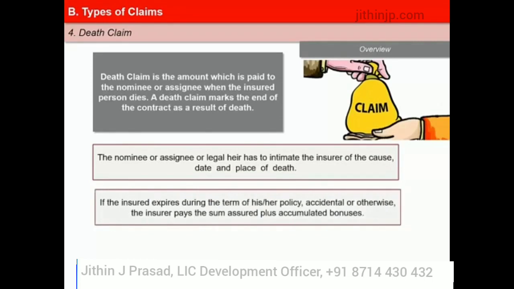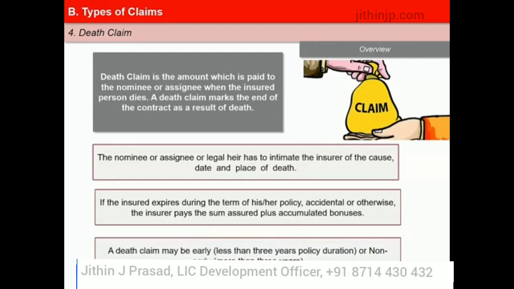If the insured expires during the term of his or her policy, accidental or otherwise, the insurer pays the sum assured plus accumulated bonuses if participating, less dues like outstanding policy loan and premiums, plus interest thereon, respectively. A death claim may be early, less than 3 years policy duration, or non-early, more than 3 years.